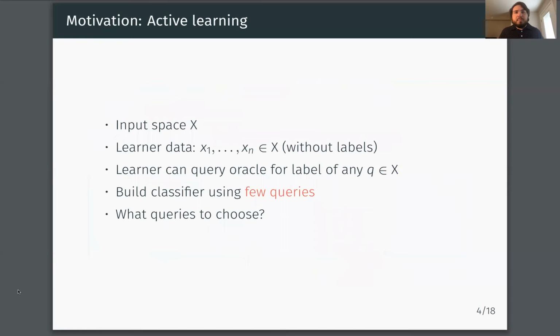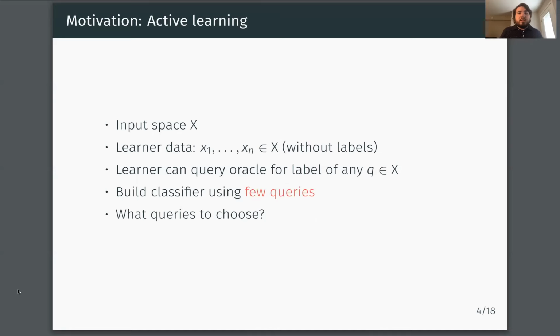So the motivation for this problem comes from active learning. So in the active learning setup, you have an input space, and you want to build a classifier over this input space according to some concept. And so you're given learner data and items x1 to xn, but they are not labeled according to this concept class. And the learner is allowed to query the oracle or a teacher for the label of any point in the input space. So it doesn't just have to query the labels for x1 to xn, but it can query the label for any point in the input space.